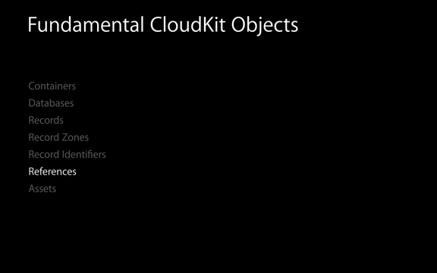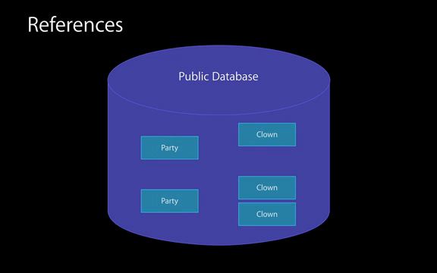Now let's talk about references. Just as there's a natural grouping of records that we want to expose via a record zone, there's also going to be a natural relationship between objects. For example, let's say that in addition to being able to write up parties, I can assign different clowns to parties, because what is the point of a party if you don't have a few clowns?